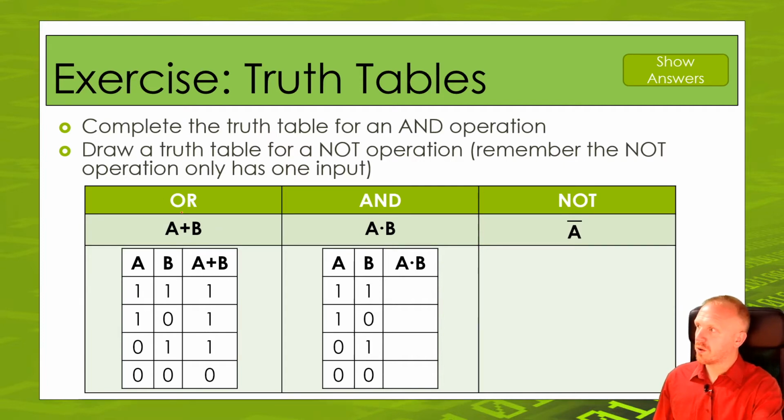With an OR operation and AND operation, A and B are both inputs, so we have to have every combination of A and B. With a NOT, there's only one input, A. So this is going to be a smaller table because there's only a single input and there's only two possible combinations of just A. So have a go at that one. I'll pause the video while you do it, and then I'll go through the answers in a second.